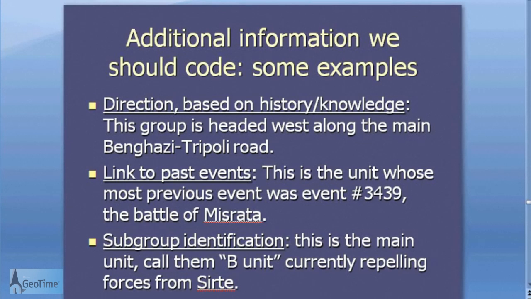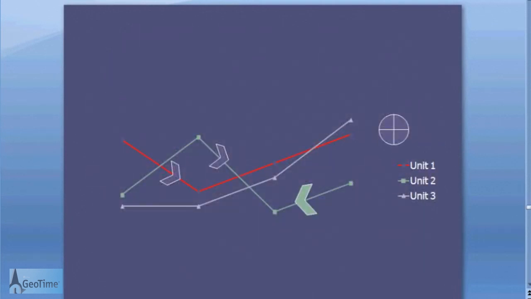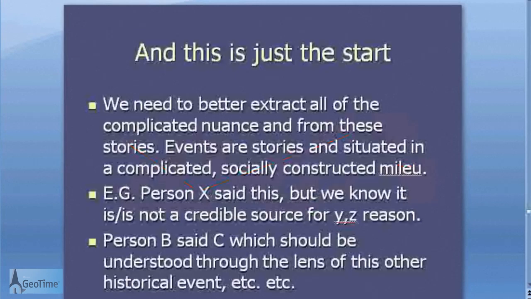And we could also do subgroup identification. We could say, all right, let's call this A, B, or C unit, or if we know the name that's actually being used on the ground, we could also do that. And so then we could have maps with arrows and vectors and drawings like perhaps what I would draw just on my own. But I think this is just a start, because there needs to be a way in which we can extract all the complicated nuance from these stories and somehow situate them in their socially constructed milieu, right?